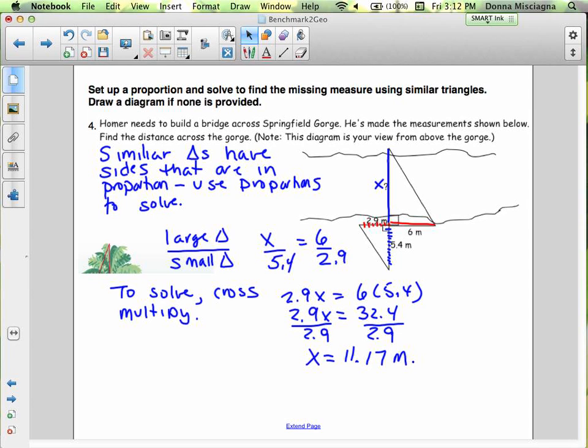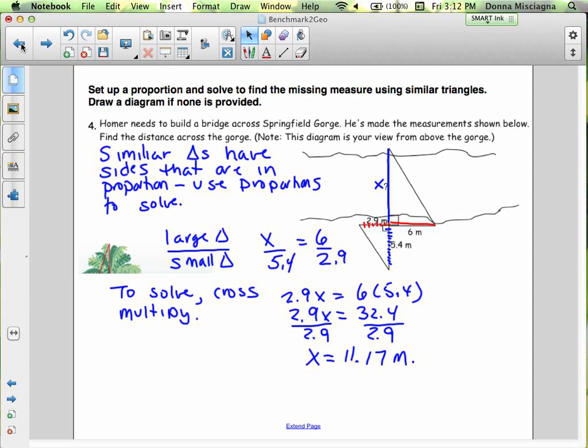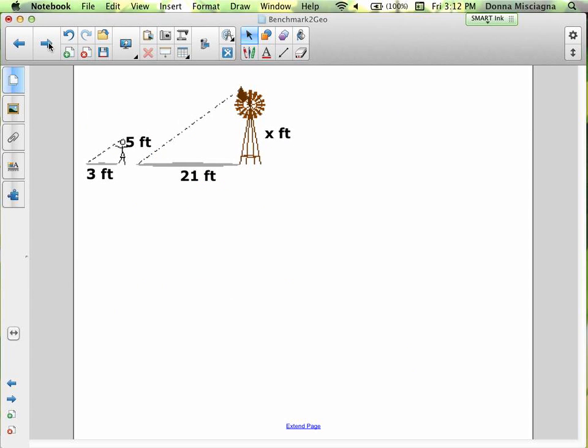This time, instead of the triangles crossing one another, they're going to be next to one another. And this is a very common real-world problem. This one, by the way, the problem was solving for the distance across the river. Using similar triangles to measure things you can't measure is a main purpose for real-world similar triangle problems. And this is something else we can't measure. We can measure someone's shadow. We can even measure the shadow of the windmill there because it's on the ground. But it might be hard to measure the height of the windmill.